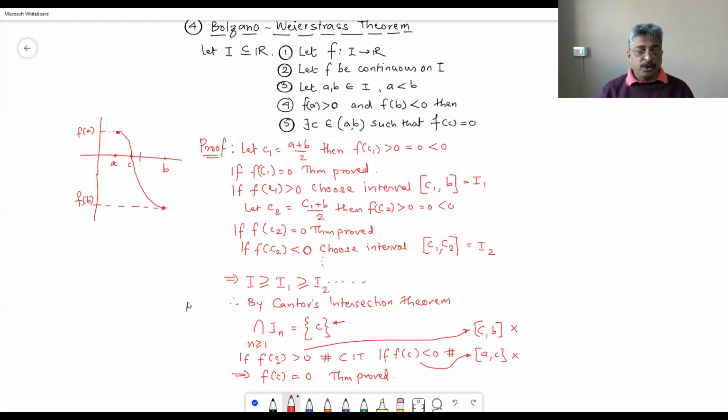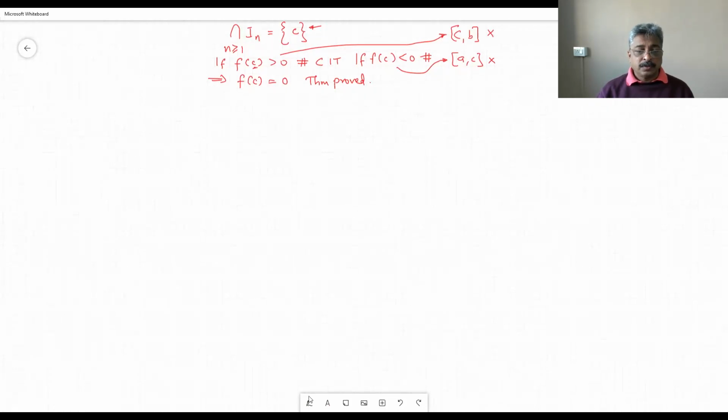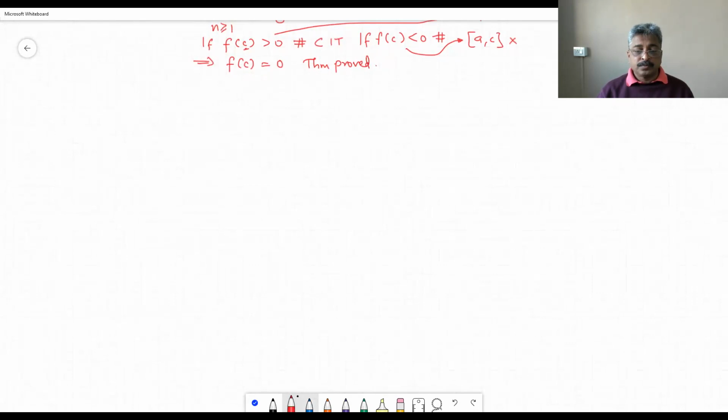Theorem number 5, properties of continuous functions. Intermediate value theorem.